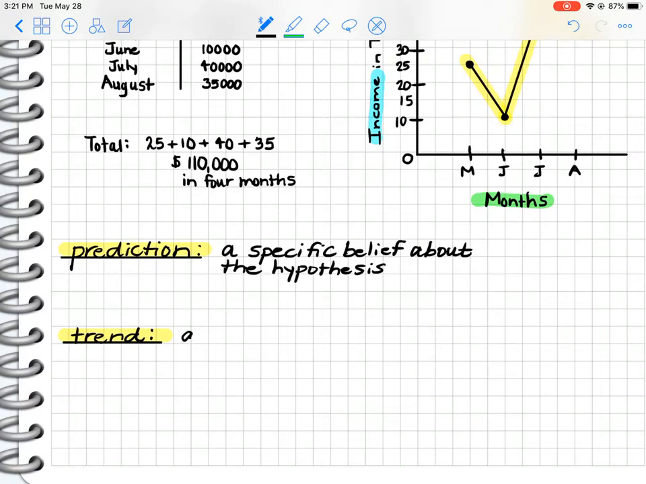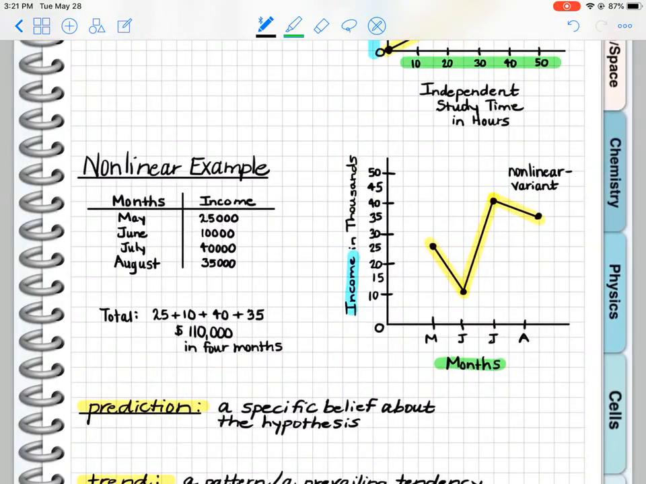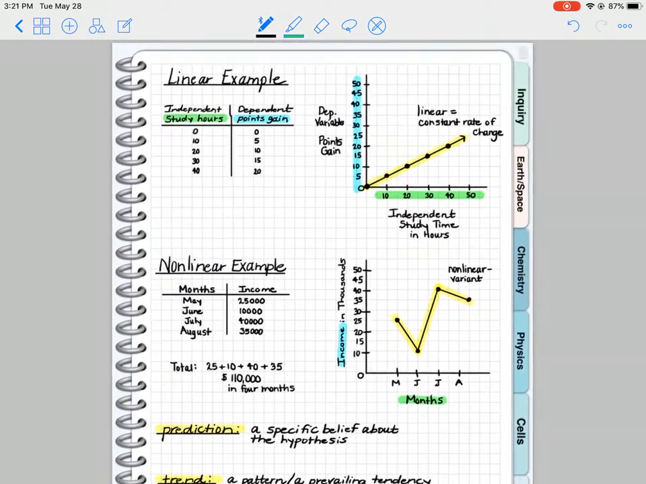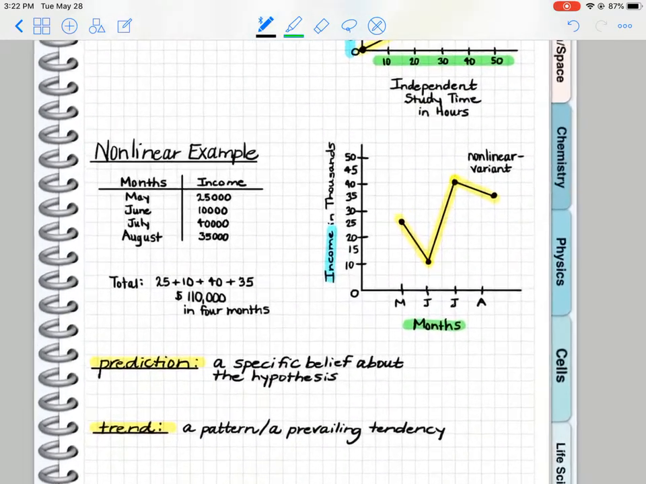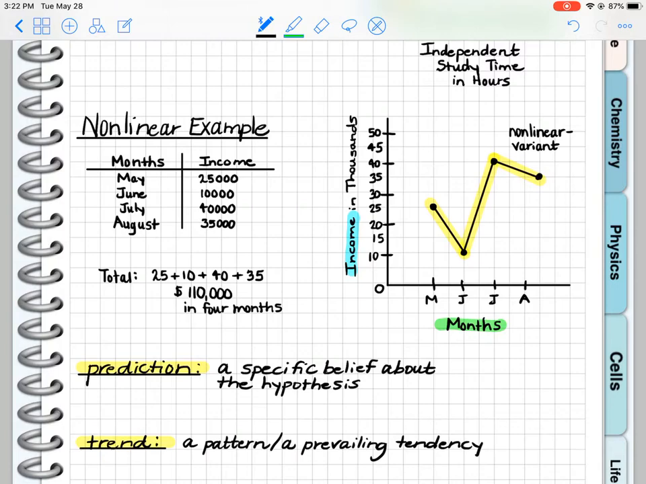And a trend is a pattern. In the linear example, the pattern is very clear. It is increasing at a specific interval. It can also be a prevailing tendency. In the second graph, the trend is a lot harder to spot, if there even is one. It would be hard to say because it's variant. But in that top one, the trend is increasing. That is a definite pattern to that graph. So those are some terms that you can relate to these experiments and their graphs.